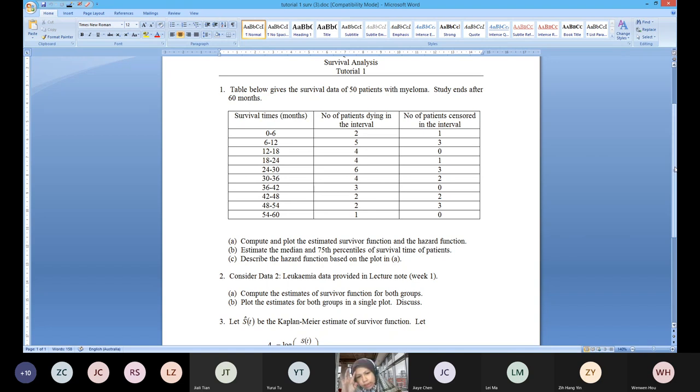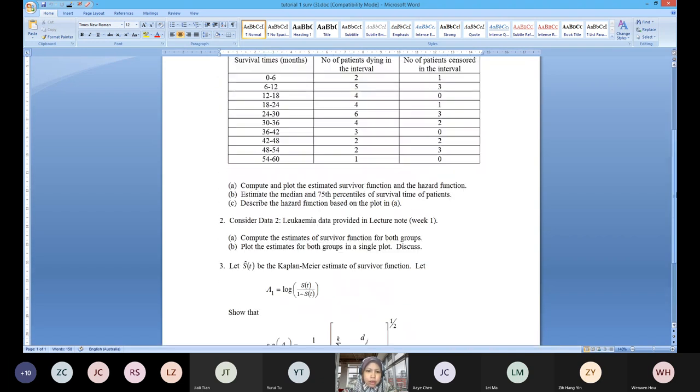The second one, if you look at this question, consider the leukemia data provided in the lecture notes. If you refer to the week 1 lecture notes, you can find the leukemia data. So I think question 2 is quite similar to question 1. You need to compute the estimated survival function for two groups and plot the estimates for both groups in a single plot. You should discuss the shape of the graph, and also comment on the survival functions for each group.